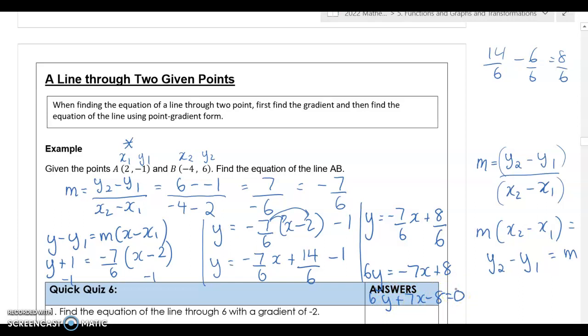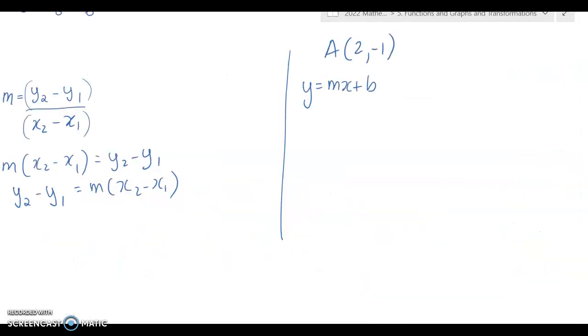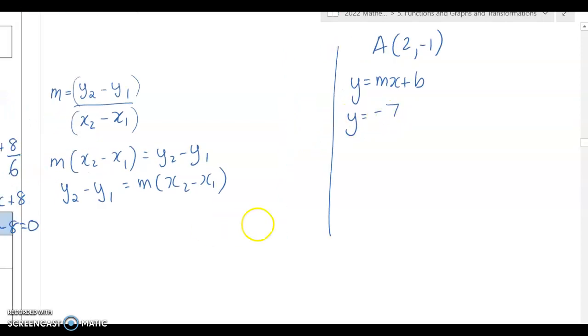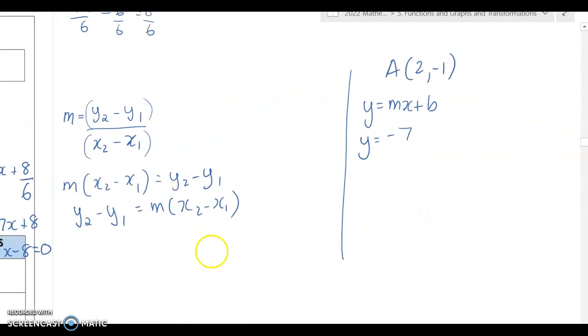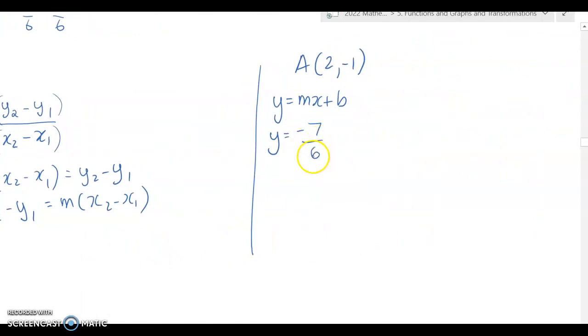Let's have a look and see if we could do it using the other way now. Okay, so like I said, you could also elect to find that equation of the line using y equals mx plus b and one of the points, and I've just taken the first point, (2, -1). So if I pop in my gradient, which was minus, what was it again? Minus 7 over 6 x plus b. So that's what my equation looks like. I don't have a b yet, but I could pop my x and my y into here and find out what my b is.